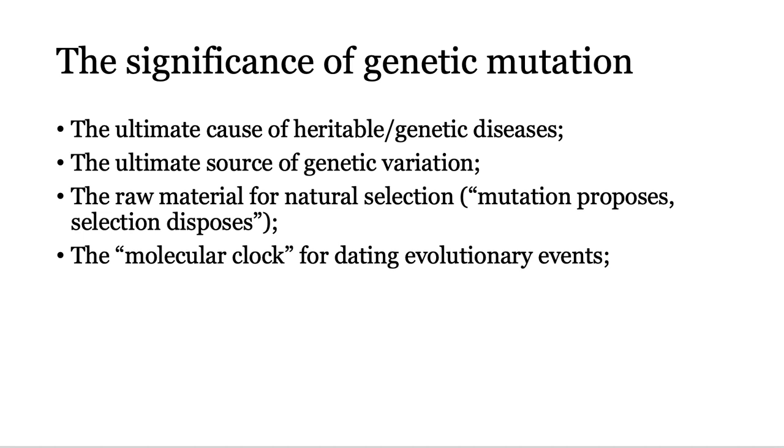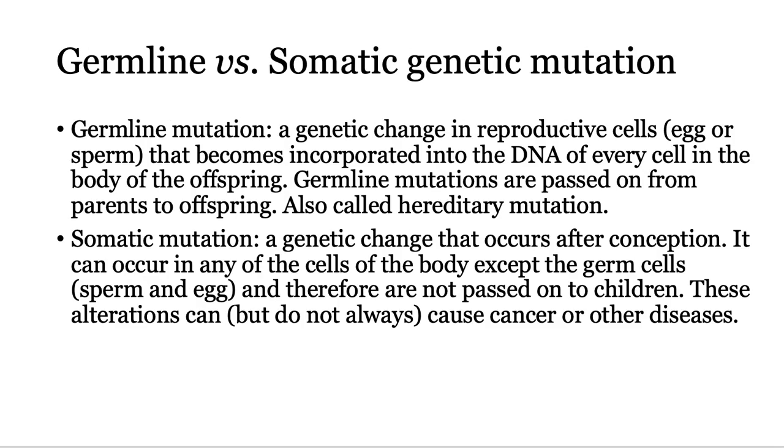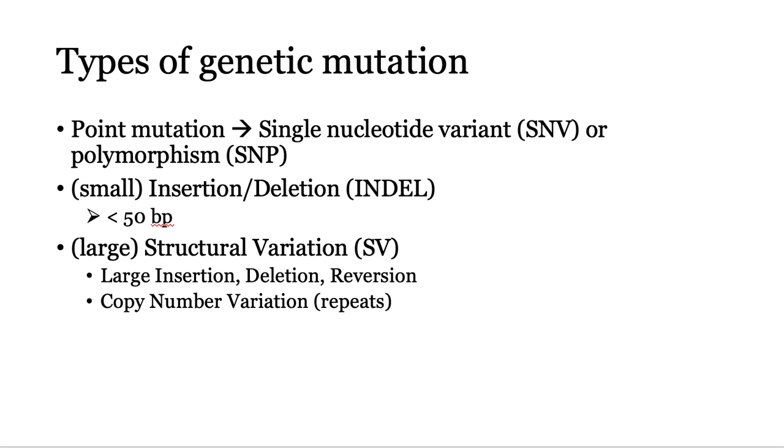In terms of types of mutation, this is actually the same as the types of genetic variation we already talked about two lectures ago, so this is easy. The first type is point mutation, the mutation that creates single nucleotide variants or single nucleotide polymorphisms. The other type is insertion-deletion mutation, which results in indels. And the larger one, structural variation. We already talked about this.